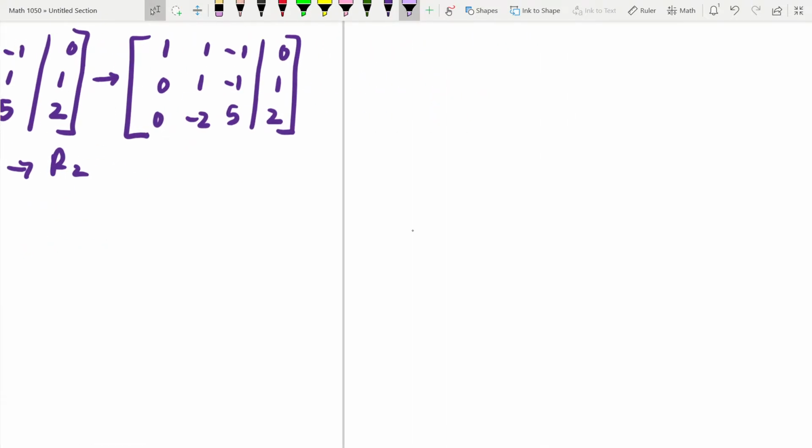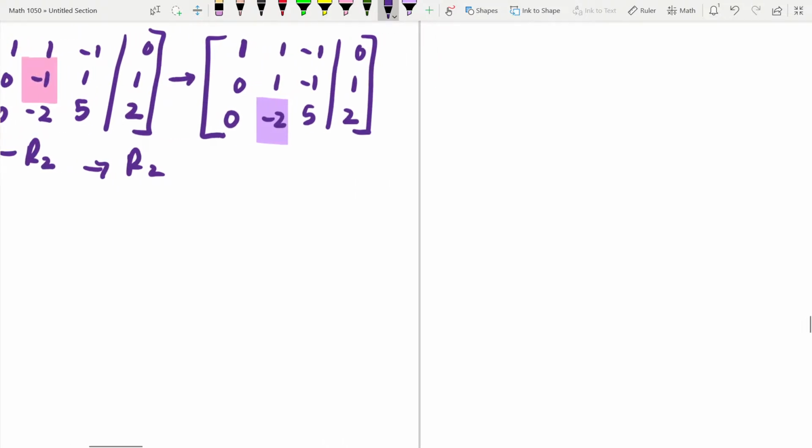The next thing I need is a 0 here. Don't use row 1, because this 1 will mess up that 0. Okay, yes, honey? When you change the signs, do you change them past the line as well? Everything. It's all one row.